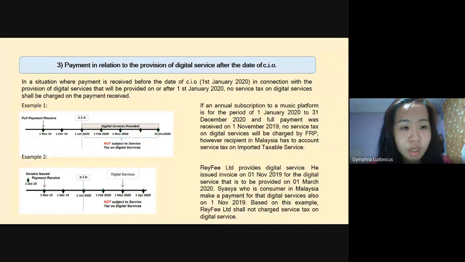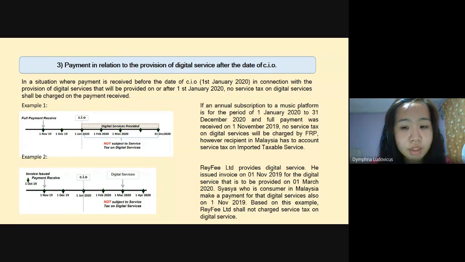Number 3, payment in relation to the provision of digital service after the date of CIO. There are several examples. The first one is when someone subscribes annually to a music platform for the period of 1st January until the 31st of December 2020 and they already made a full payment in the year 2019, there will be no service tax charge. However, the recipient in Malaysia has to account for service tax on imported taxable service, which is another different tax.